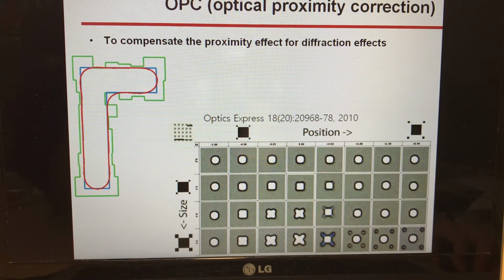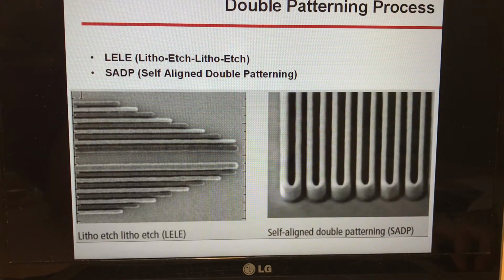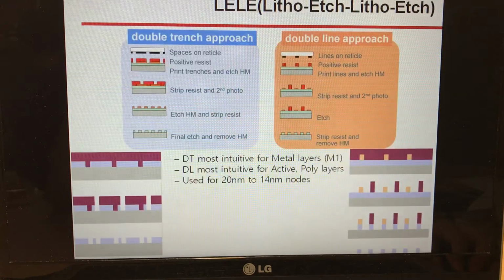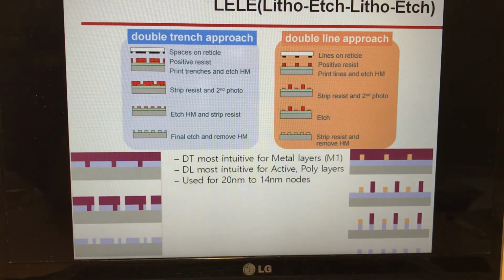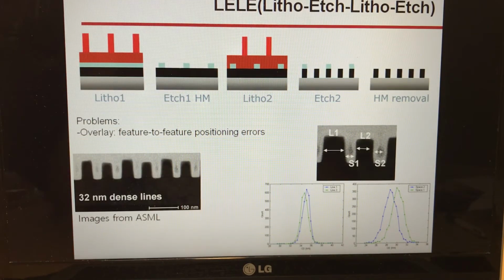We want to make devices smaller than the prior ones, so we use double patterning processes, which are called LELE and SADP. LELE is litho-etch, which makes trenches and lines twice, so it makes small patterns. But the problem is overlay, which is picture-to-picture positioning errors.